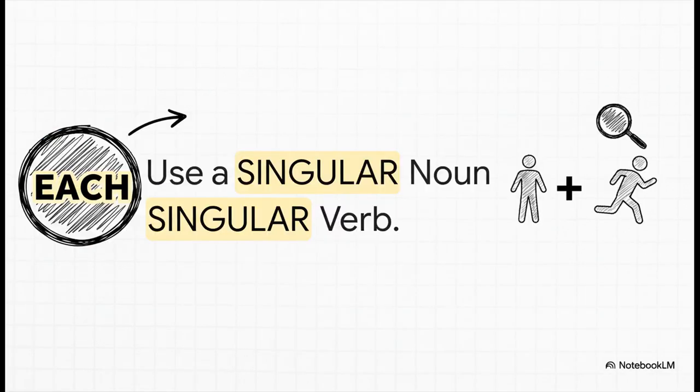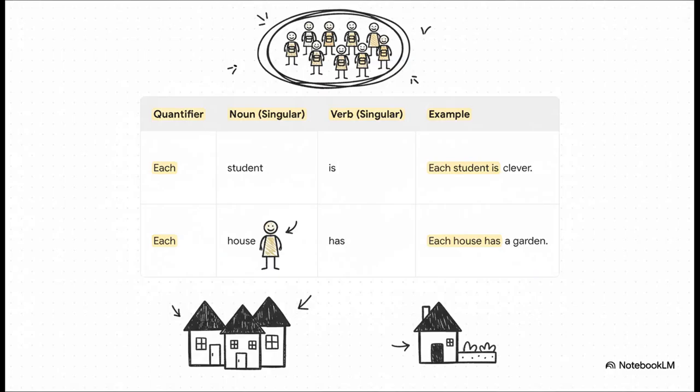And since we're thinking one by one, the grammar just follows along logically. For each, you have to use a singular noun and a singular verb. Just think, each means one at a time, so the words after it have to be singular. Let's look at these examples.